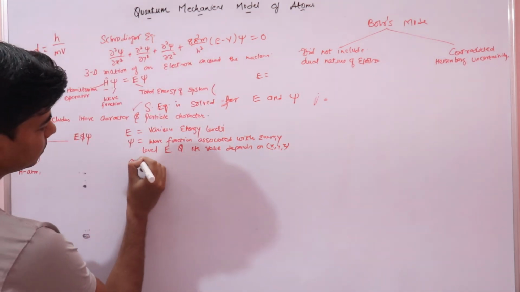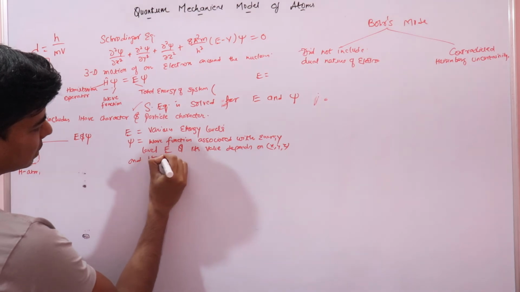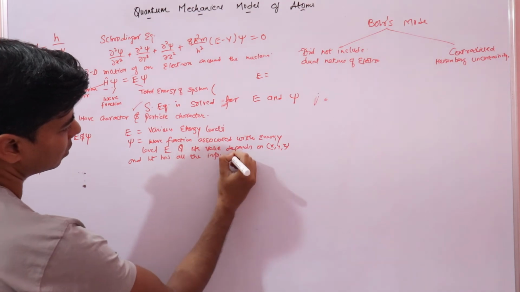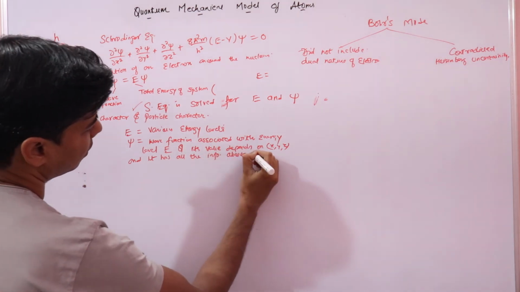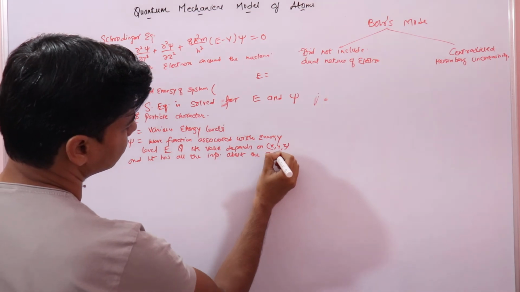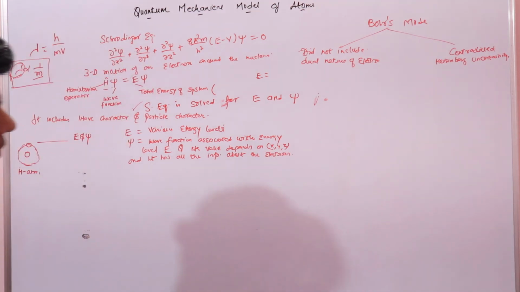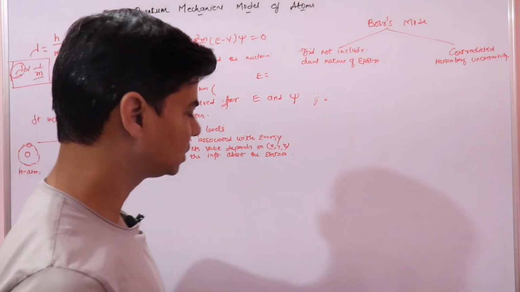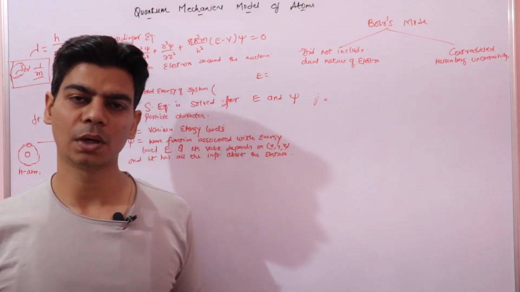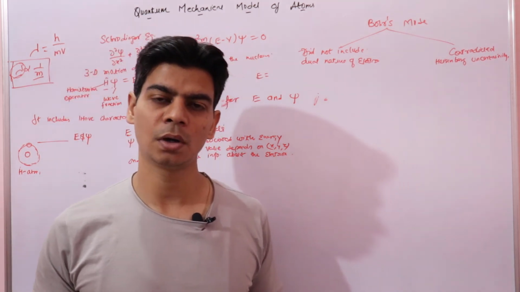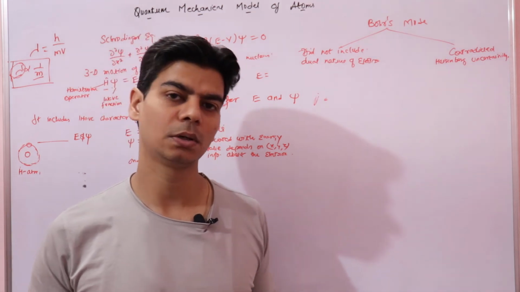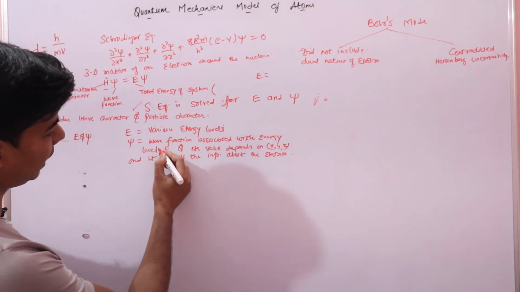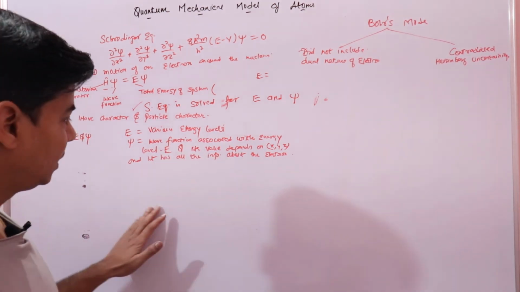And it has all the information about the electrons, right? Later we will see that the energy and the psi are given by three quantum numbers n, l and m. n is your principal quantum number, l is your azimuthal quantum number, m is your magnetic quantum number, right? These three come from the values of energy and psi, right? So this is very important.